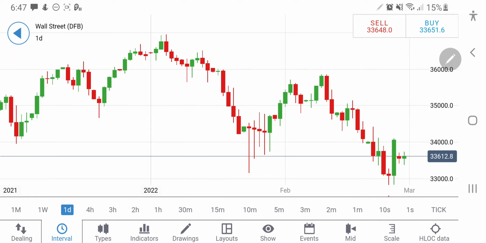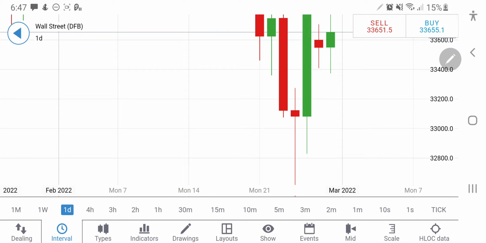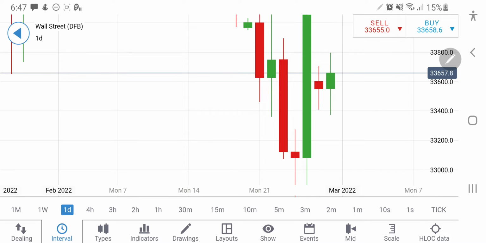Look at the daily charts. On the daily charts, the candle is green. Also look at this, the pivot is at around 33,600 levels, rather I will say 33,550, I will say 33,600 itself is the pivot. So almost 33,400 is covered. On the upside, 33,800 is covered.